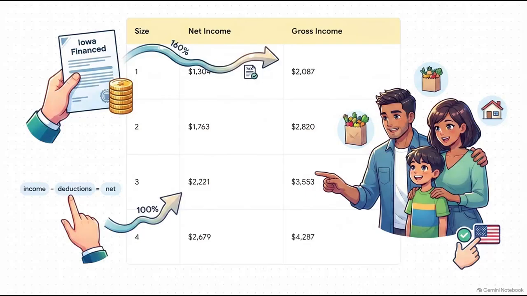Okay, numbers time. Please do not feel like you need to memorize this table. I just want you to see how Iowa looks at your finances. They check 2 main things. First is your gross income, which is your income before taxes, capped at 160% of the federal poverty level. Then they look at your net income, which is what's left over after some allowable deductions, and that's capped at 100%. To put that into perspective, look at the third row there. A family of 3 can make roughly $3,553 gross per month and still potentially qualify for assistance.